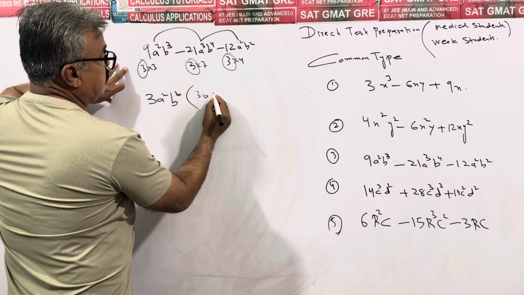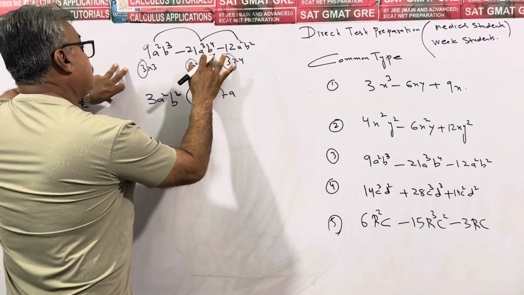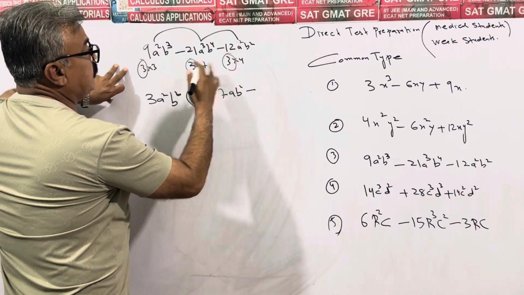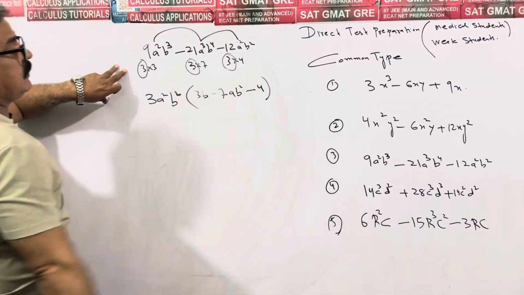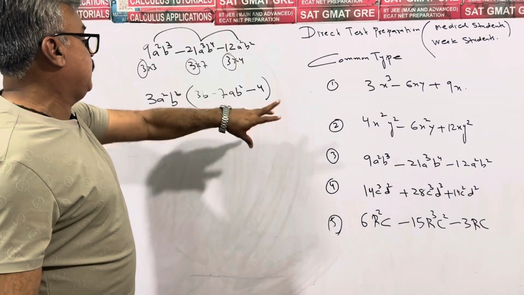What remains? Minus 7. From a cube, a square is common. A remains. From b to the 4, b square is common. What remains? b square. Minus 3 for the 12. 3 has been factored out. 4 a square b square has been factored out already. That remains: 3b minus 7ab square minus 4.